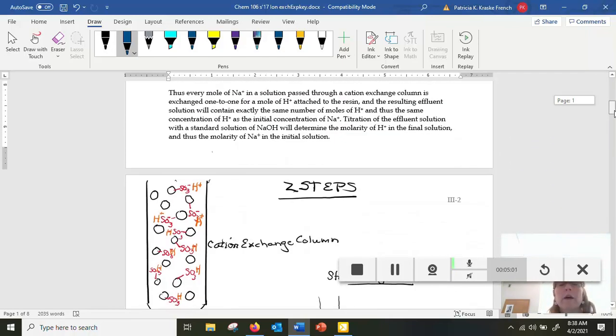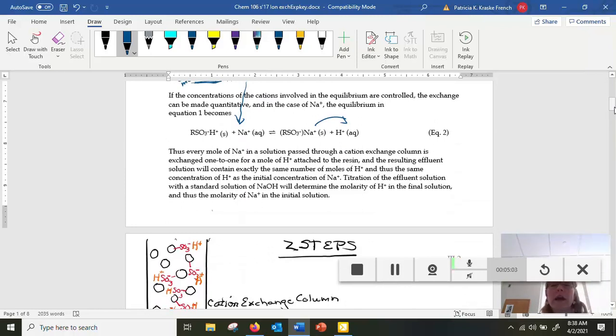So now the question is, how do we actually detect how much hydrogen ion or how many moles of hydrogen ion have been kicked off? Well, how do you always determine how much hydrogen you have in a solution, H+? You titrate it with NaOH.